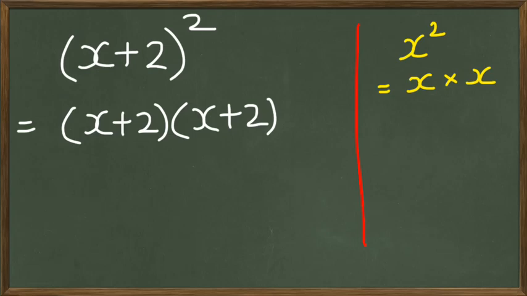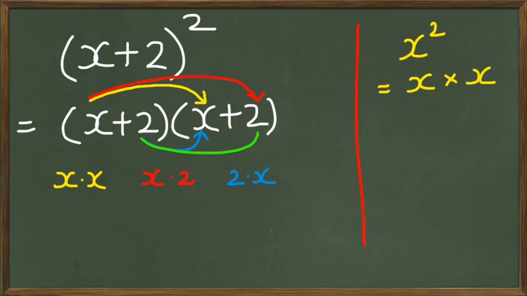And of course, if we do this with the FOIL method, which is our first, you've got x times x, then you have the outers, which will be x times 2. Then you have your inners, which is 2 times x. And finally, your lasts, which is 2 times 2.